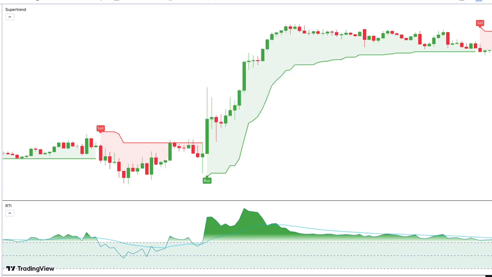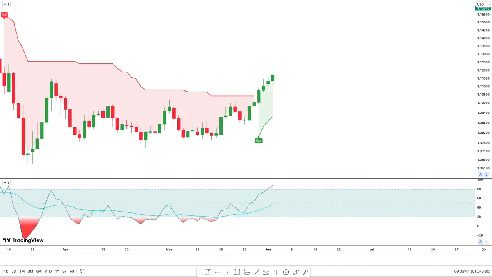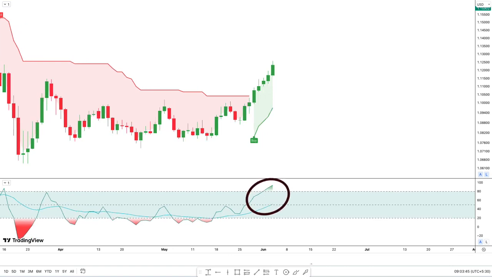Let's take a look at an example. In the chart, you can see that the SuperTrend indicator has generated a buy signal with a green line. However, we will exercise patience and wait for the RSI indicator to enter the green zone. After observing the market for some time, we notice that the RSI has now entered the green zone. This indicates a favorable condition to execute our trade.